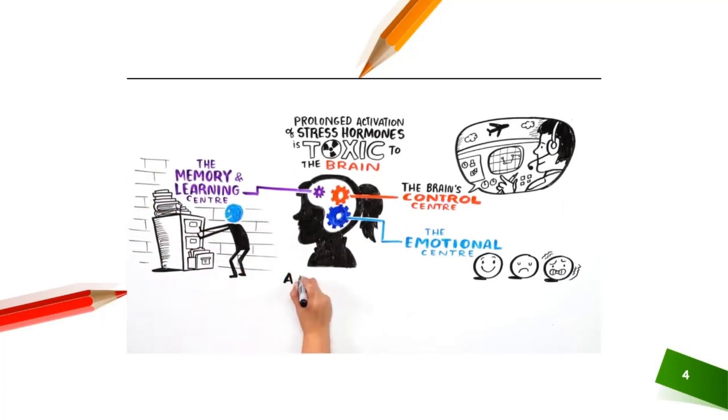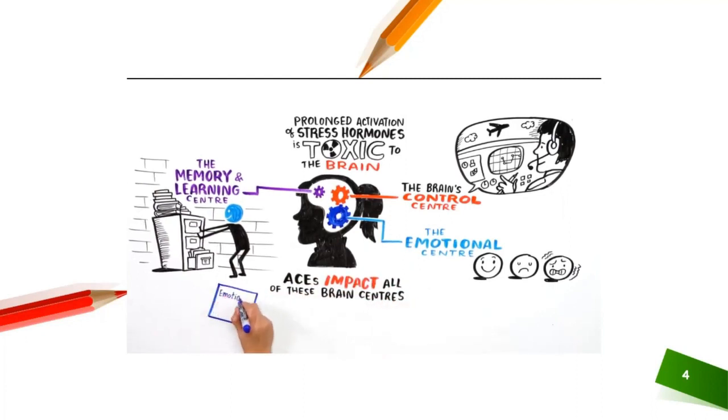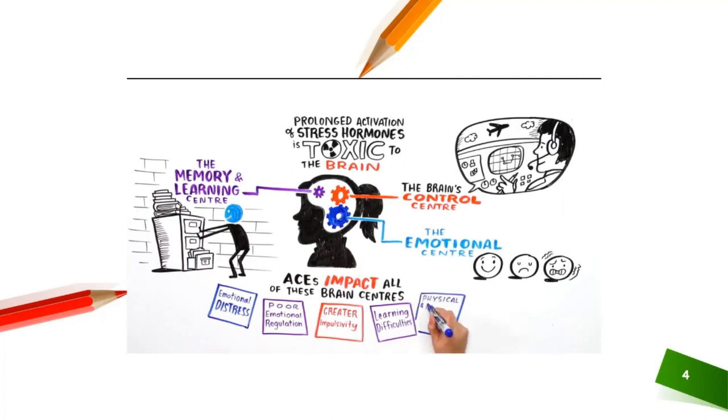Science shows that adverse childhood experiences impact all of these brain centers. Behaviorally, what we begin to see is emotional distress, poor emotion regulation, greater impulsivity, learning difficulties, and physical and mental health problems.